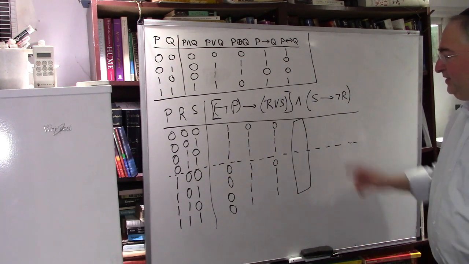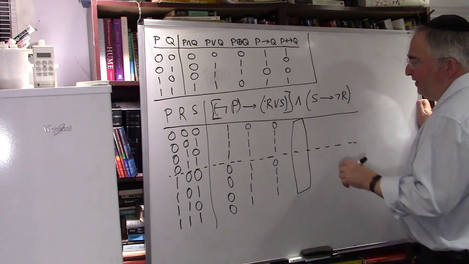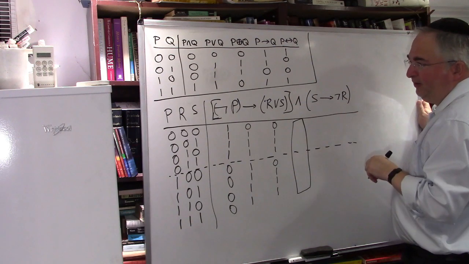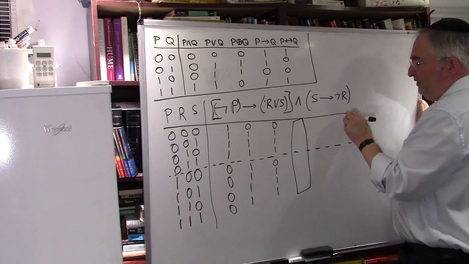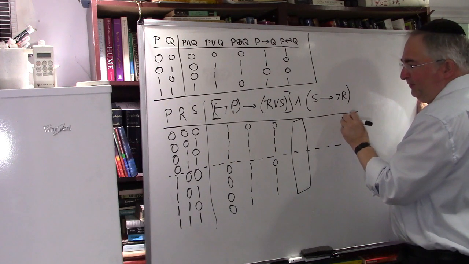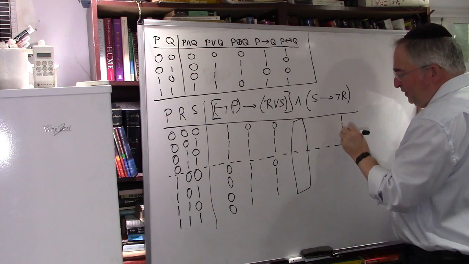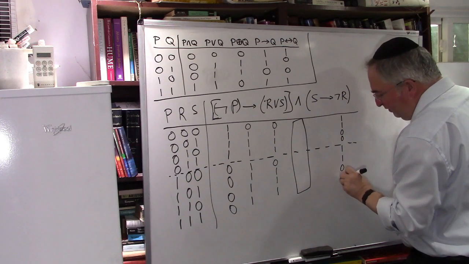Okay, great. That takes care of the left side. Now we have to do the right side. You ready? S arrow, not R. So let's do not R. Here's R. What do we get? 0, 0, 1, 1, 0, 0, 1. That's R. What's not R? 1, 1, 0, 0, 1, 1, 0, 0. Okay, great.